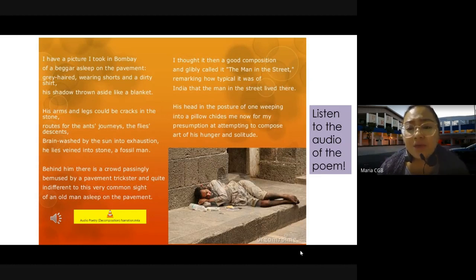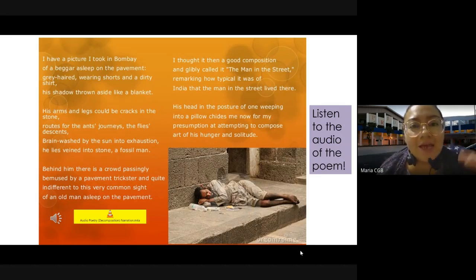I thought it then a good composition, and glibly called it The Man in the Street, remarking how typical it was of India that the man in the street lived there. His head in the posture of one weeping into a pillow chides me now for my presumption at attempting to compose art of his hunger and solitude.